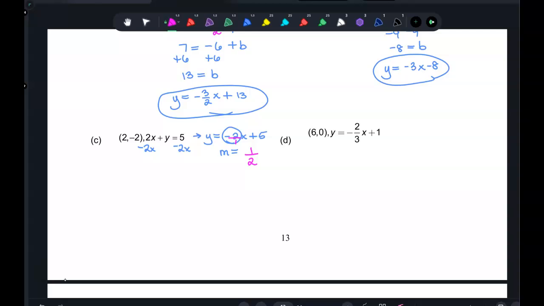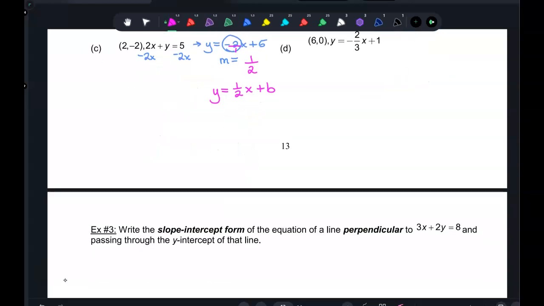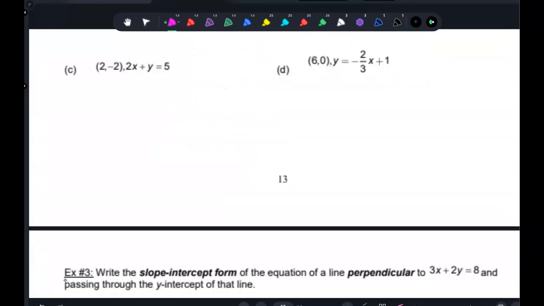Okay, that's where it gets a little tricky. If we have a whole number, we have to put it over 1 and then flip it. It's negative here, so we need to make it positive. So my equation is going to be y equals 1/2x plus b. Y equals 1/2x plus b.